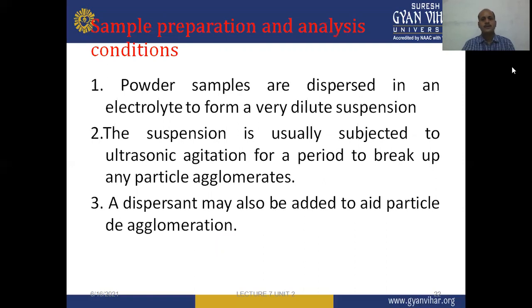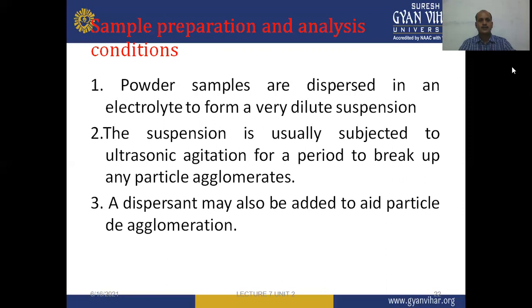Now, how can we prepare the sample and how can we analyze the particle size with the help of the particle volume measurement method? So, sample preparation and analytical conditions which are required for the particle volume measurement method. Powder samples are dispersed in an electrolyte to form a very dilute suspension. The suspension or dispersion is usually subjected to ultrasonic agitation for a period to break up any particle agglomerates. A dispersant may also be added for particle de-agglomeration.